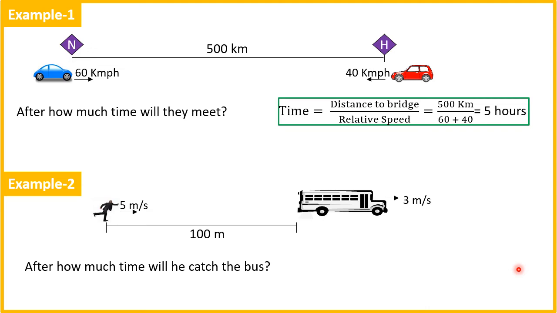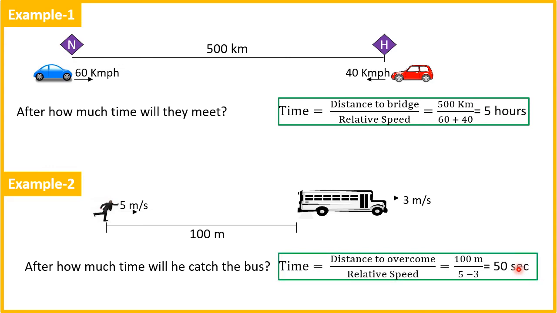Again, we will apply the concept of relative speed. Time is equal to distance to overcome. Now he wants to overcome a distance of 100 meters. So distance to overcome divided by relative speed. That is 100 meters divided by the difference of their speeds, as both are moving in the same direction. So that comes out to be 50 seconds. So the man will be able to catch the bus after 50 seconds.